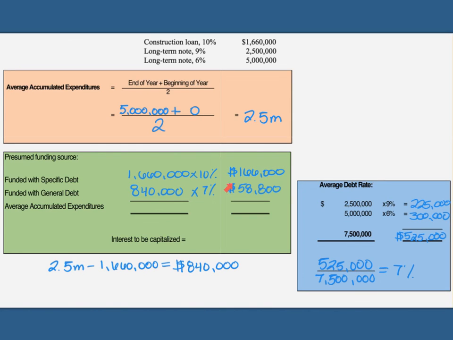So now we can add up the interest we calculated from specific debt and general debt, and that's what's going to be our interest to be capitalized. So that total is going to be $224,800. So I'll put that in here as well. And as a check here, you can look at the 2 amounts that we covered that add up to 2.5 million. And that agrees with our amount up here that we calculated for average accumulated expenditures.